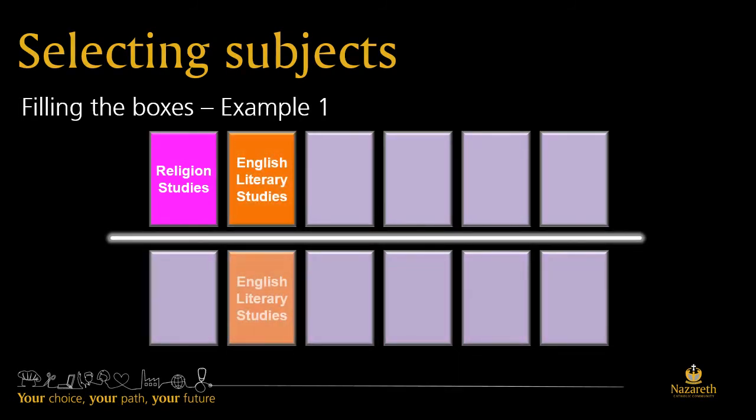So let's look at some ways that you might fill all of those boxes. Here's example number 1, and wow, what a great pathway this is. English literary studies, mathematical methods for a full year, specialist maths for a full year. Oh my goodness, who wouldn't want to do double maths? Physics, chemistry, and 1 semester of economics. Perhaps that's just thrown in there for something a little bit different. What a great pathway.